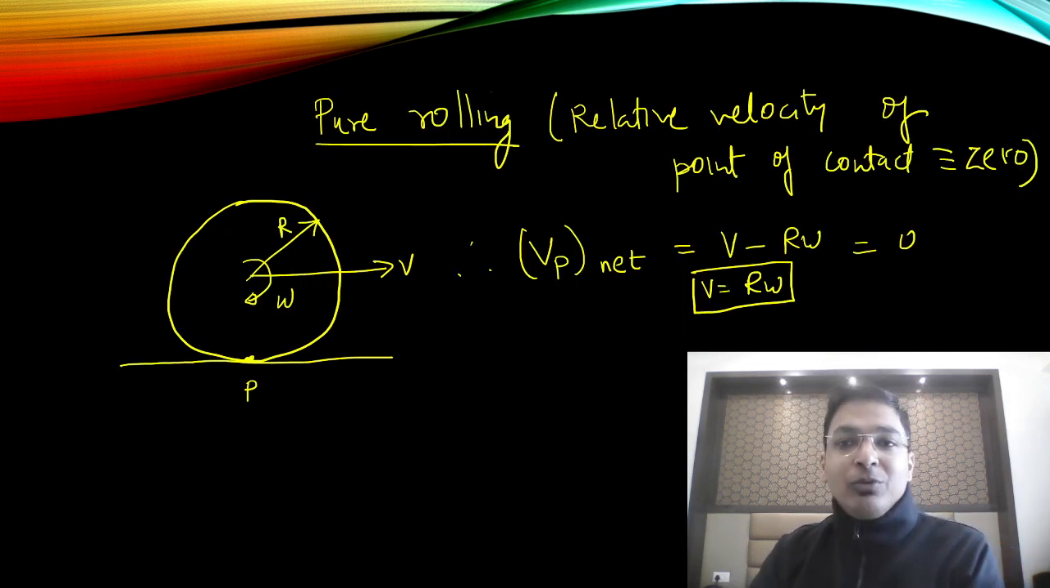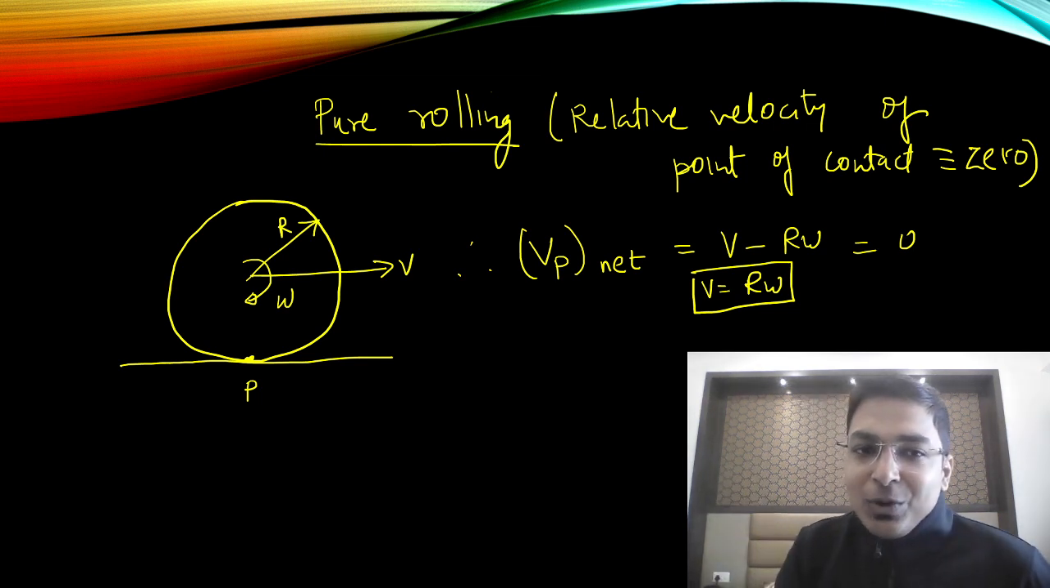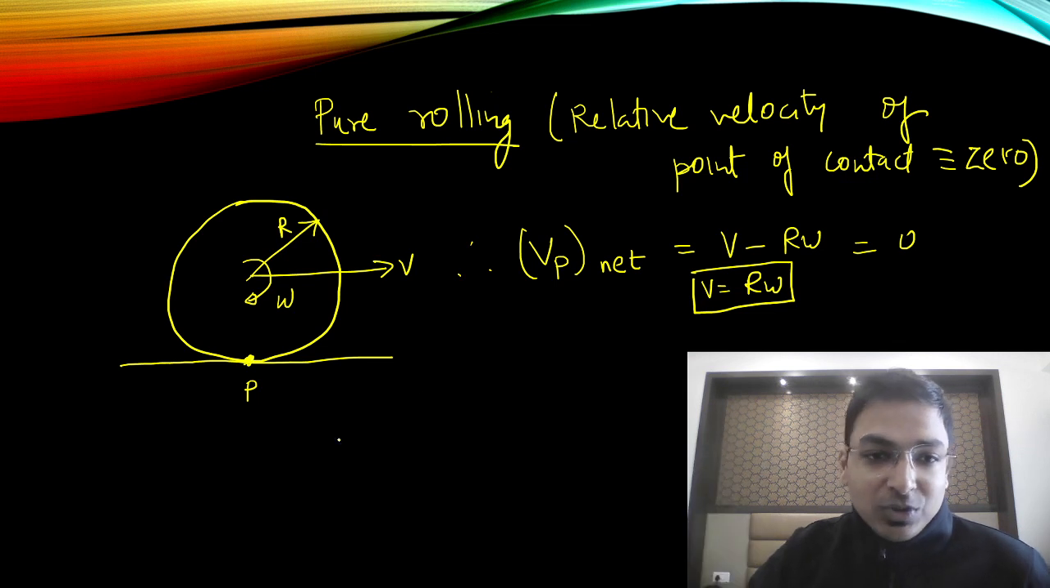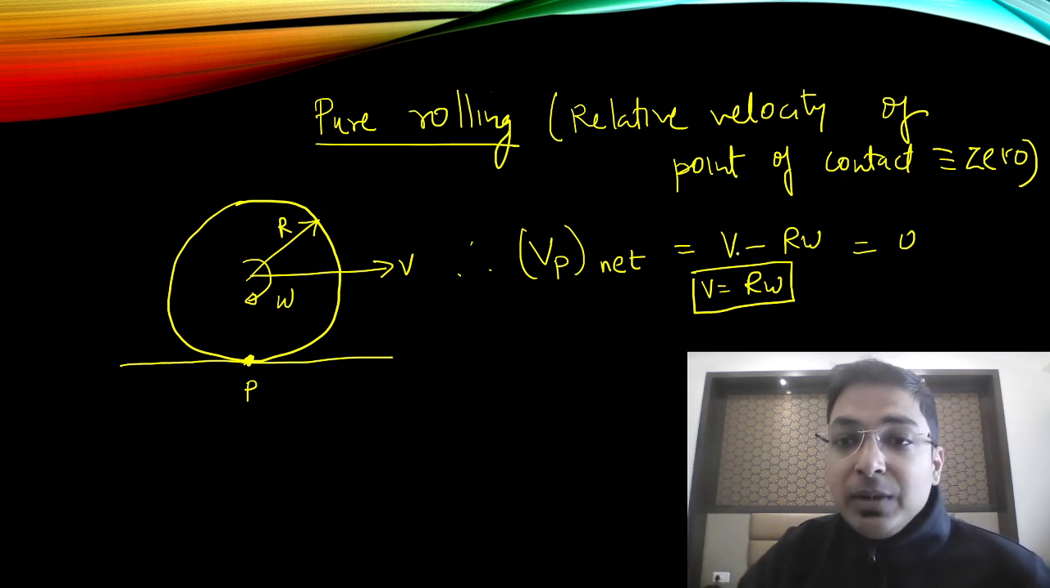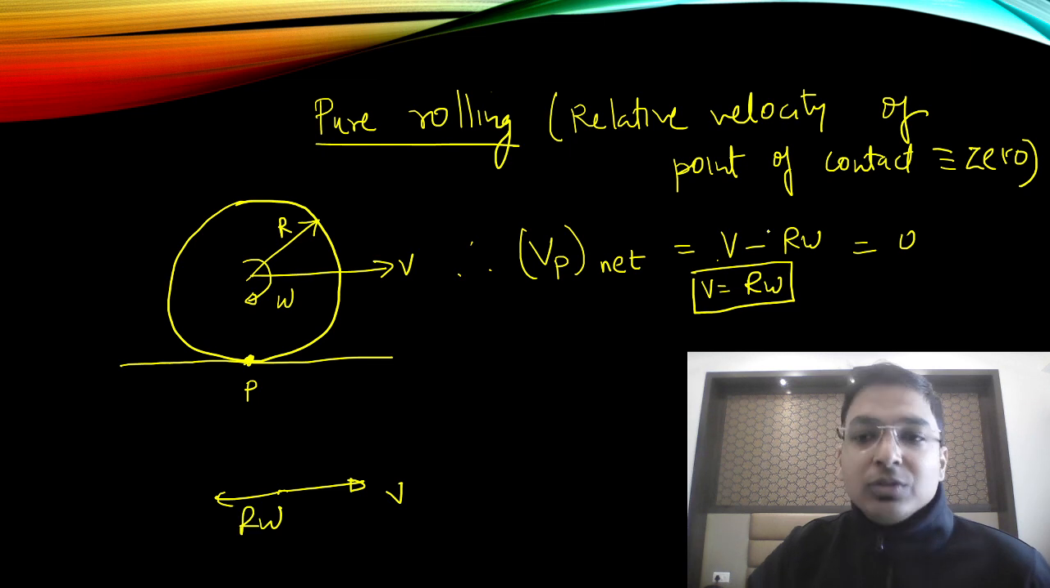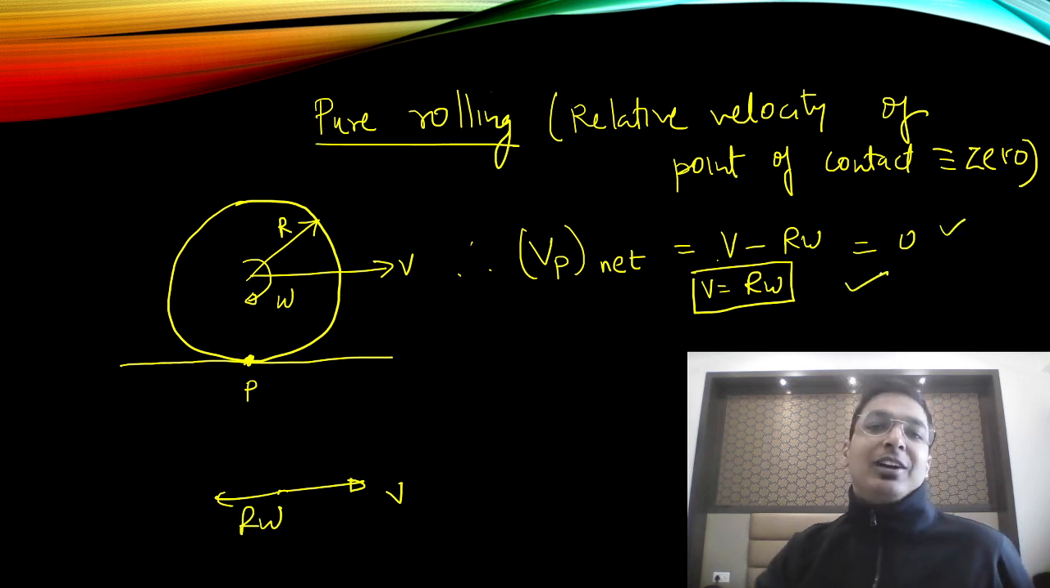Moving ahead now. Pure rolling. What is pure rolling? Pure rolling occurs when this point has zero velocity, when the relative velocity of this point is zero. If you see carefully, the net velocity of this point will be v minus r omega. This v provides a forward velocity, r omega is backward. So v minus r omega is zero, v equals r omega.